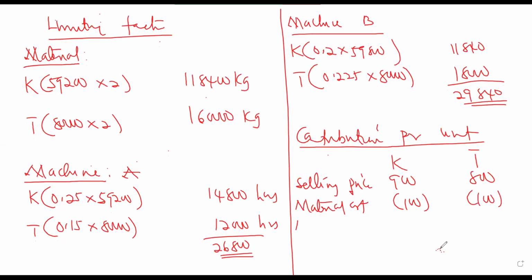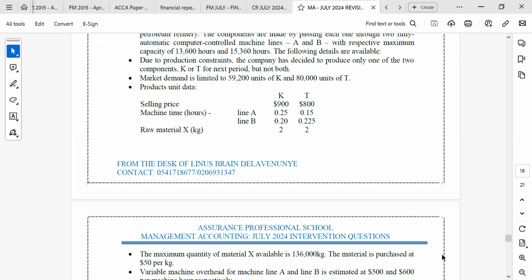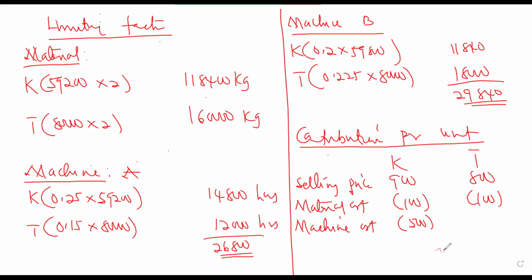What is the machine cost? The variable machine cost is how much for each of them? 500 and 600. I think these ones are per hour, let me check that. Okay, they are per machine hour.